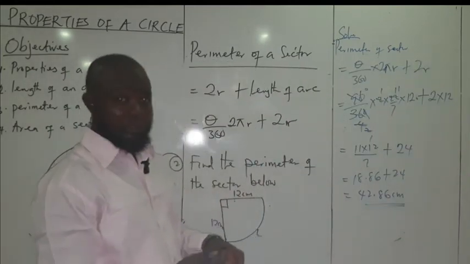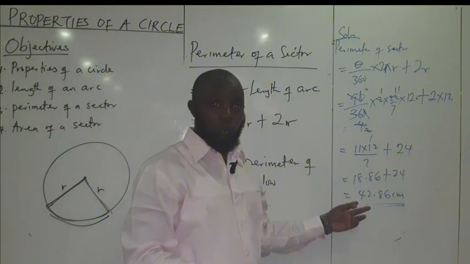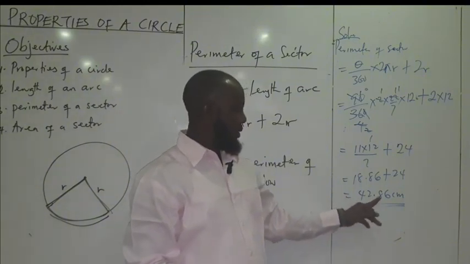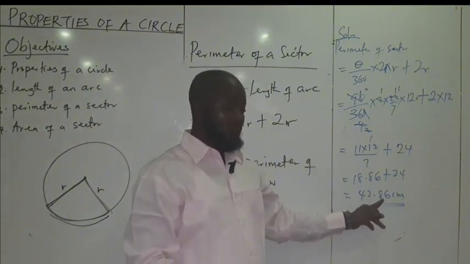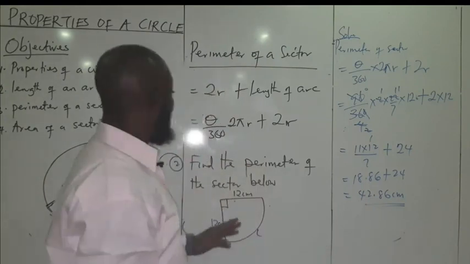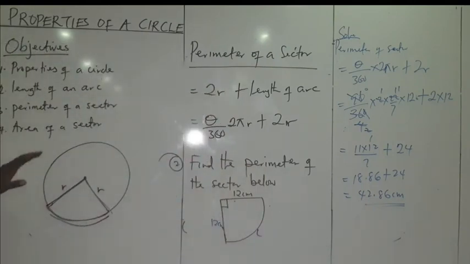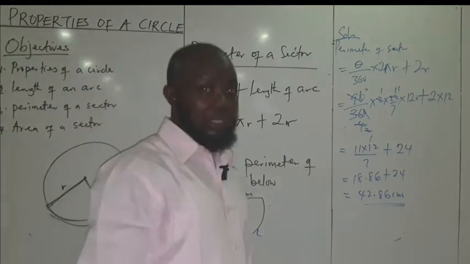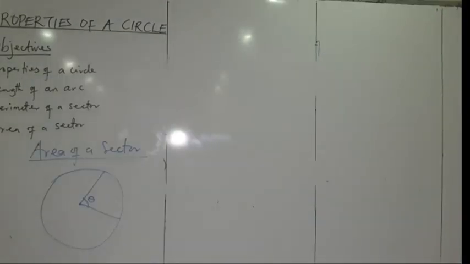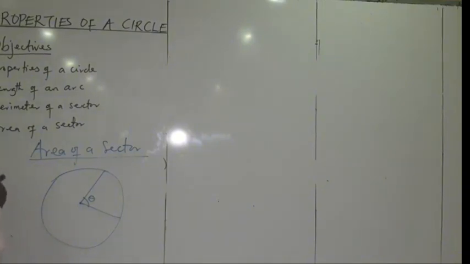You understand? It depends on the examiner. If it has to be the whole number, that would be 43. So 1 decimal place, that's going to be what? 42.9. I hope this is very clear. So that is that on perimeter of a sector. Let's now go into the last one, which is area of a sector. Now, this is a sector here.